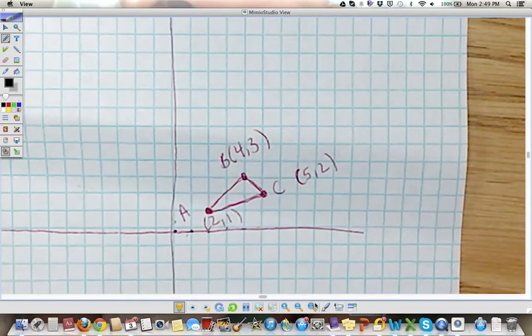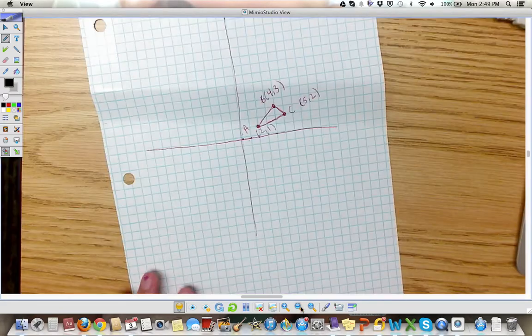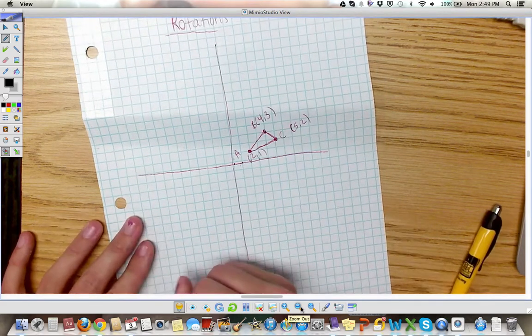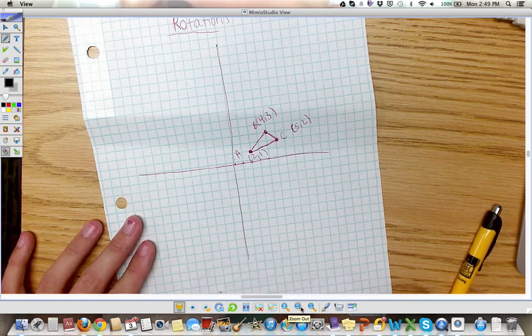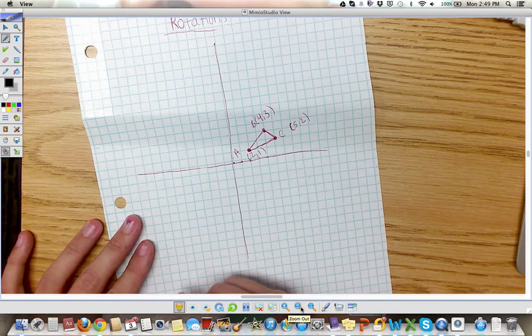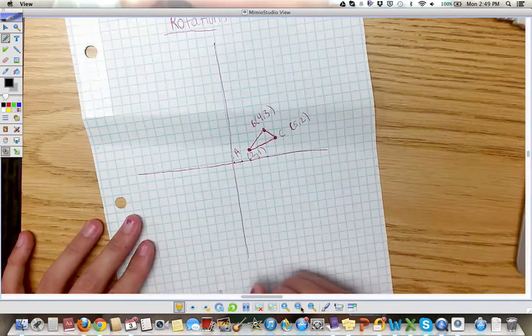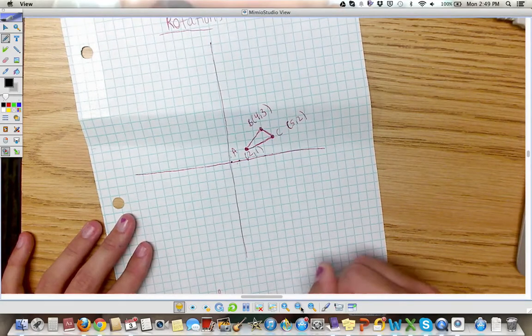The first thing that we're going to do, and I'm going to write this now, and I'll zoom out. I'm going to write this down here, so maybe you want to do a key again. This is my original. In a new color now, we're going to rotate 90 degrees counterclockwise.